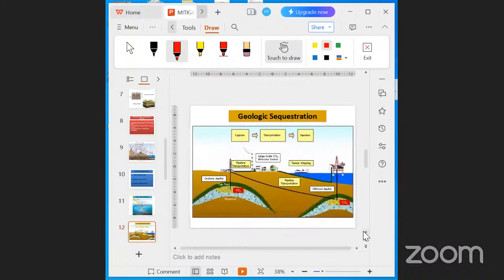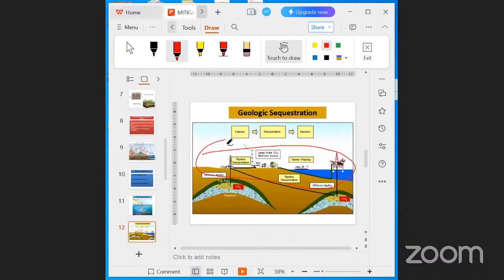Now, geological sequestration. In geological sequestration, you create pores or natural spaces in the earth surface. You enlarge the pores and then inject carbon inside the pores, like in this process you see here. Normally it is done by the oil and gas industries for oil and gas recovery.